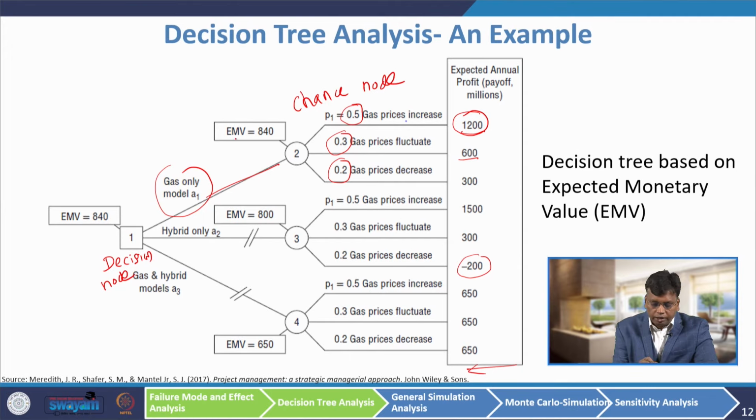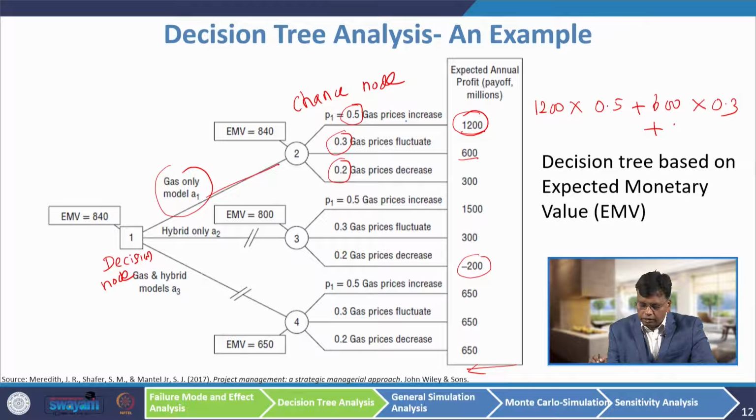First, we have to find out the expected monetary value of this action, that is the gas only model. So, what you have to do? You have to multiply 1200 by 0.5 plus 600 multiplied by 0.3 plus 300 multiplied by 0.2. When you simplify, you will get the expected monetary value for the gas only model as 840.